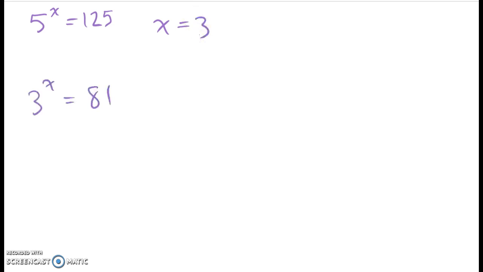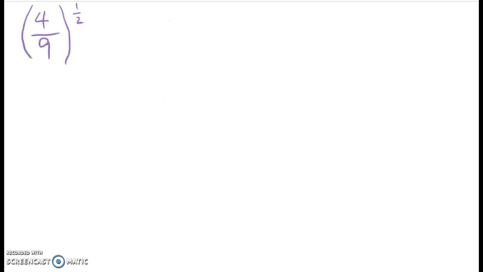Right here, 3 to the x is equal to 81. 3 times 3 times 3 times 3 is equal to 81. Therefore, x is equal to 4. And there is a video that I'm going to also add that Jimmy and Robert did, solving a couple of problems from the textbook that I'll be assigning in the future.